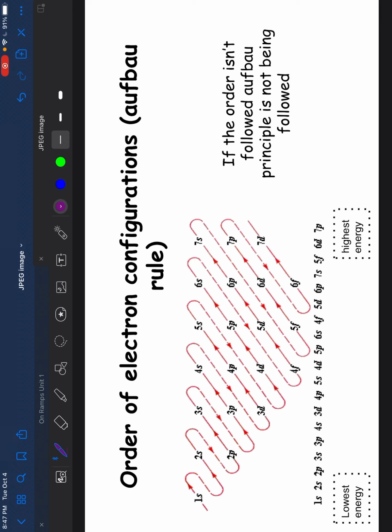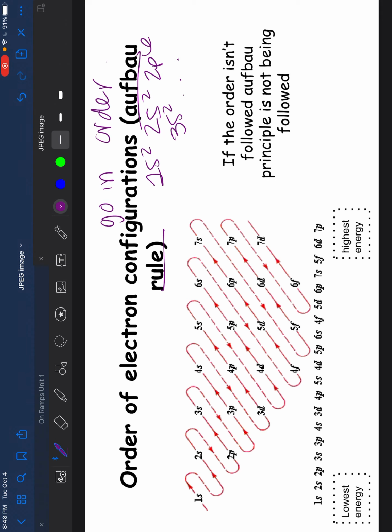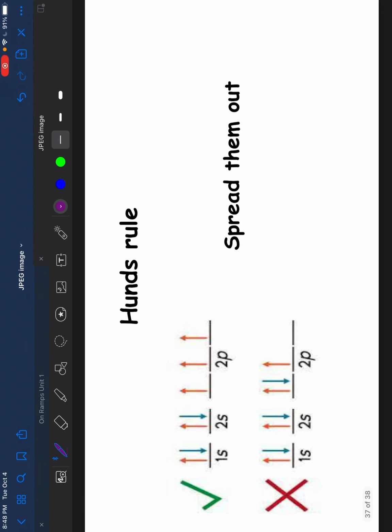Okay, so when doing electron configurations, know your 3 rules. Aufbau says that you must go in order: 1s2, 2s2, 2p6, 3s2, and so on. You cannot skip until you fill each one of them. Aufbau says to go in order. Line up.